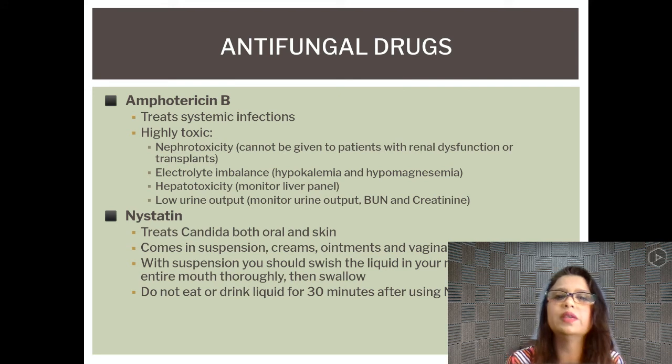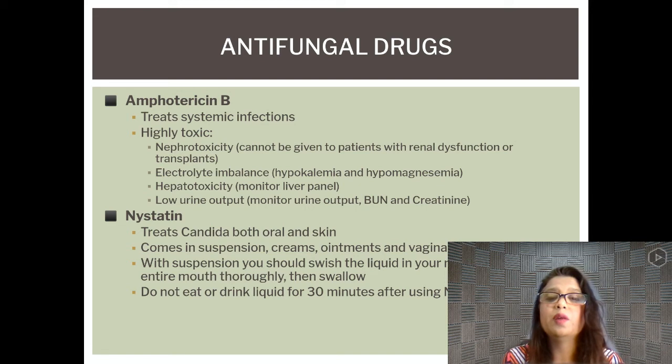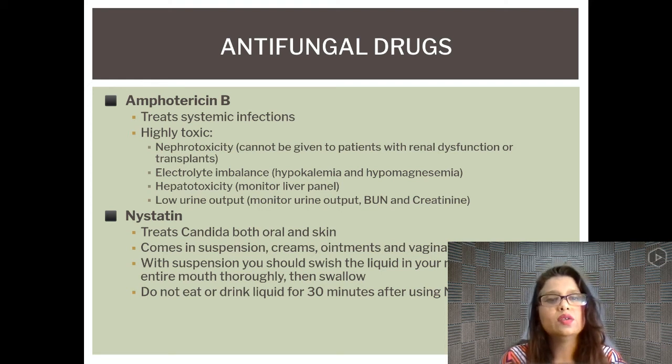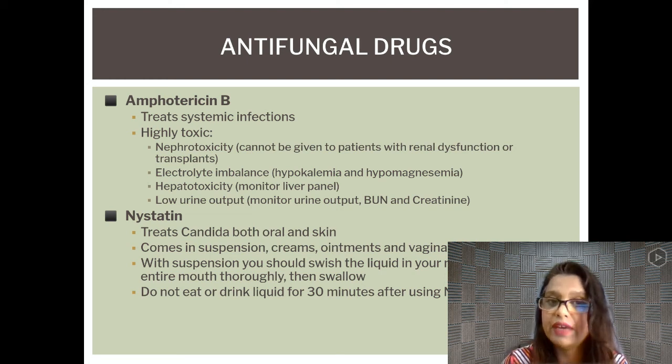So remember, we always do kidney function tests, liver function tests, and CBC levels before we give any medications, specifically all antibiotics. We check urine output for low output, and we check BUN, blood urea nitrogen, and creatinine. What's your normal BUN level? 10 to 20. What's your creatinine level? 1. Okay, nystatin.